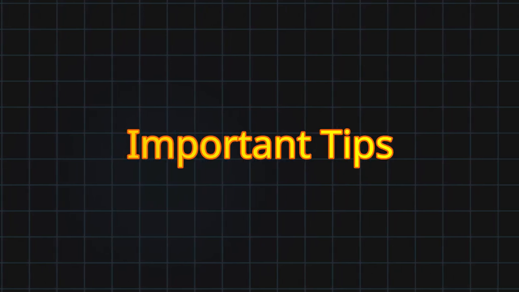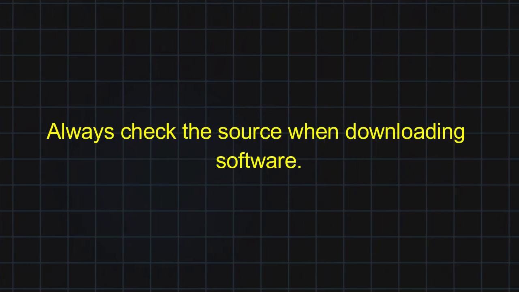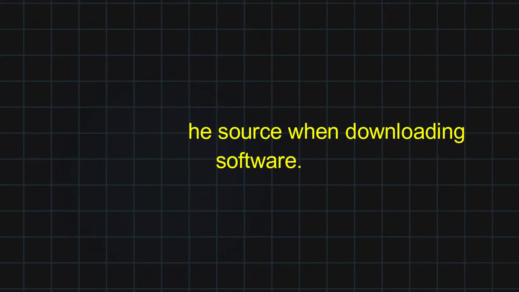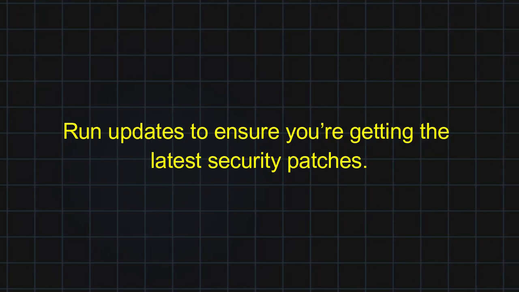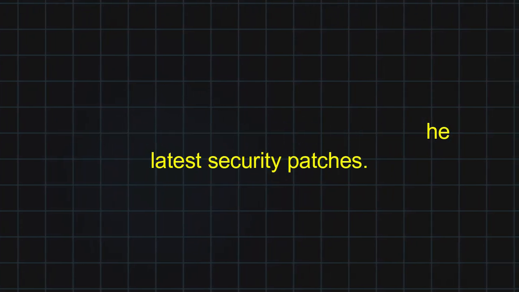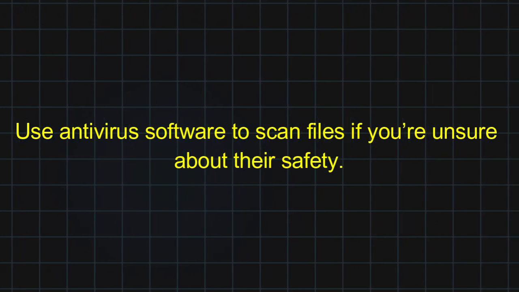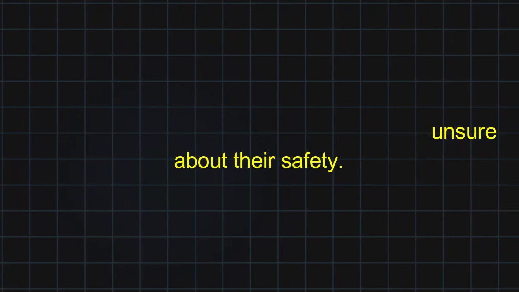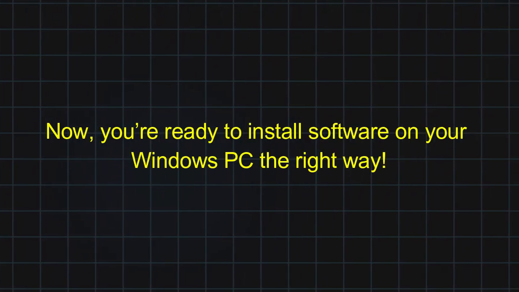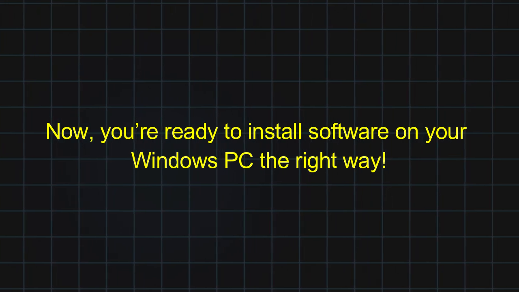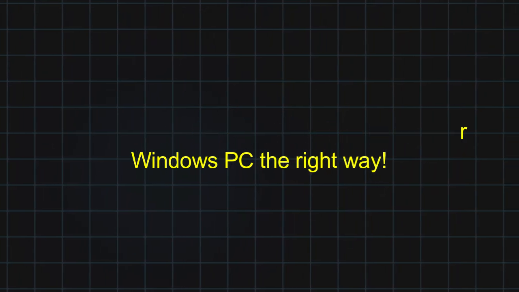Important tip: always check the source when downloading software. Run updates to ensure you are getting the latest security patches. And use antivirus software to scan files if you are unsure about their safety. Now you are ready to install software on your Windows PC the right way.